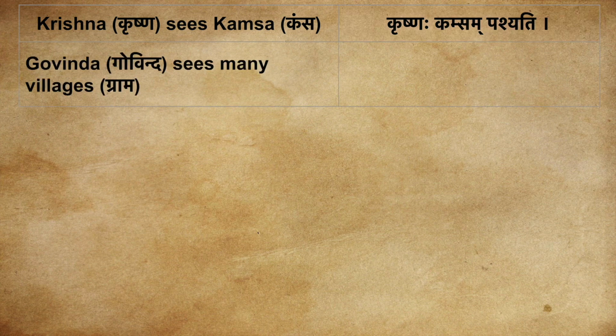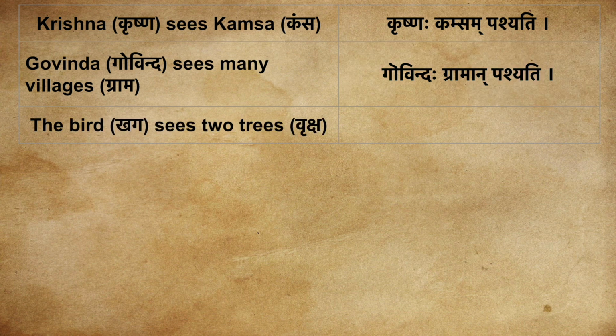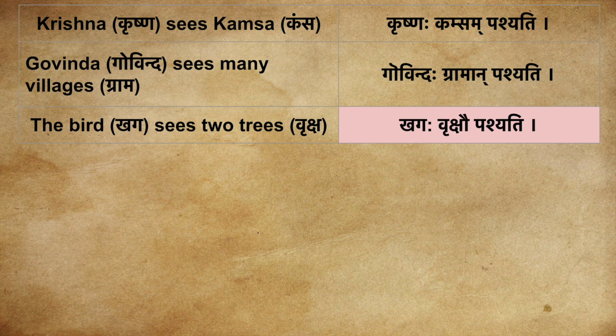Govinda sees many villages. Govinda pashyati. Govinda kam pashyati. Govinda graman pashyati. Ramam, Ramau, Raman. Gramam, Gramau, Graman. The bird sees two trees. Khagaha pashyati. Khagaha kam pashyati. Khagaha vrikshau pashyati.